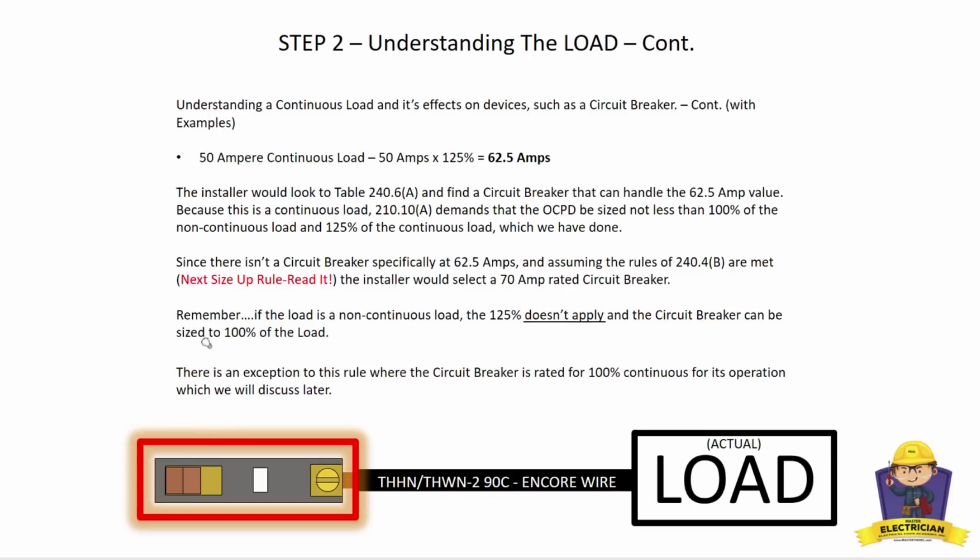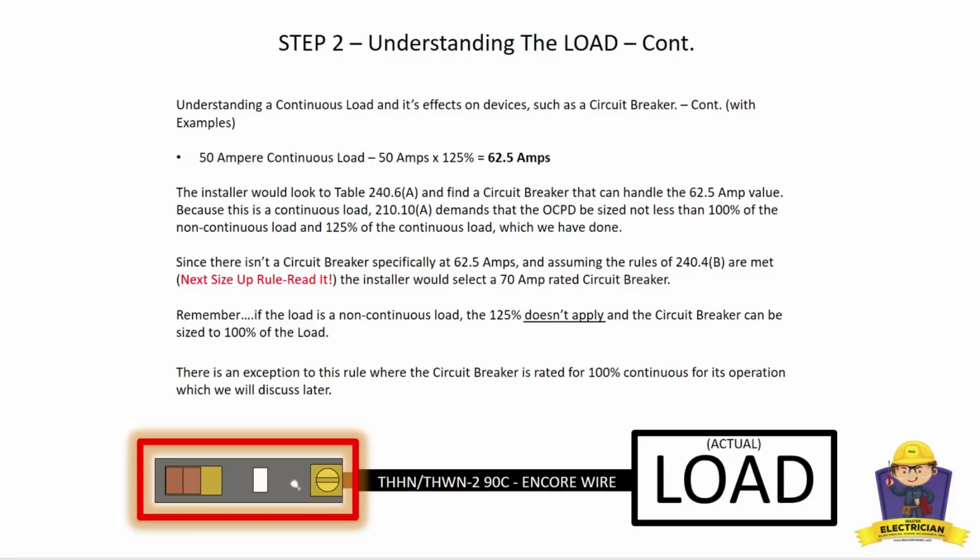Now remember, if the load is non-continuous, the 125% doesn't apply, and the circuit breaker can handle 100% of the load. We talked about that earlier. We're only doing the 125% because it was a continuous load. If it's non-continuous, I can size the circuit breaker to handle the load and don't have to worry about the additional 25% buffer. There is an exception to this rule for circuit breakers rated at 100% continuous use, and we'll talk about that later. Basically, in this example, 50 amps is the actual load. It's a continuous load. I don't have to add the extra 25.